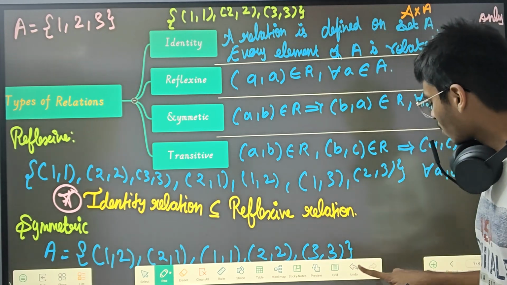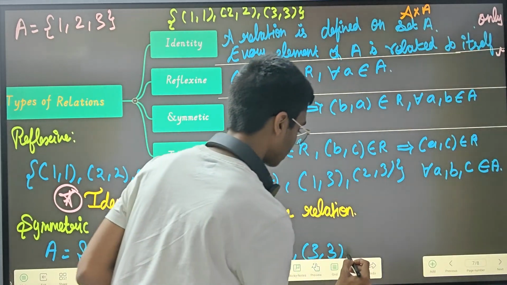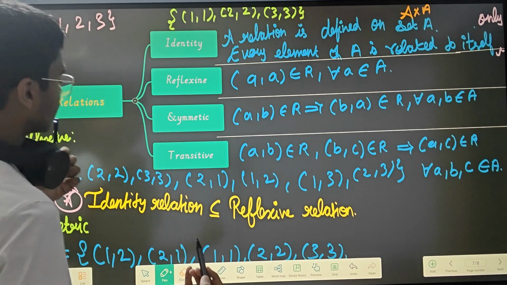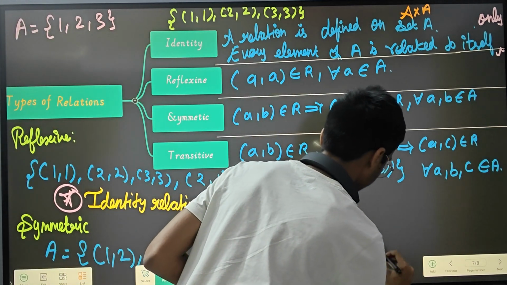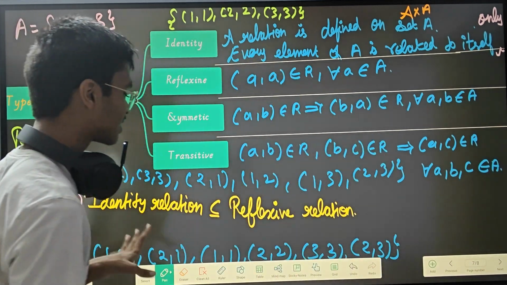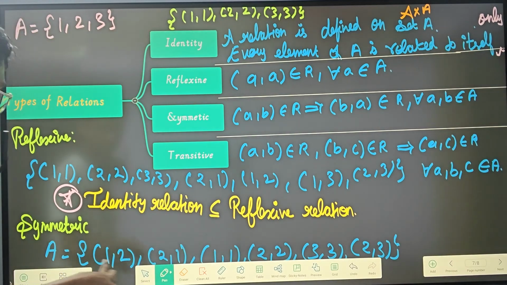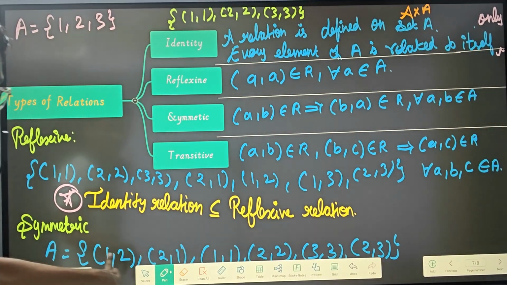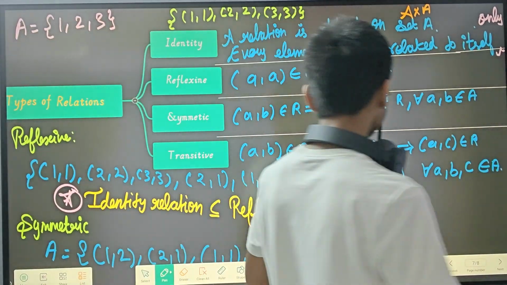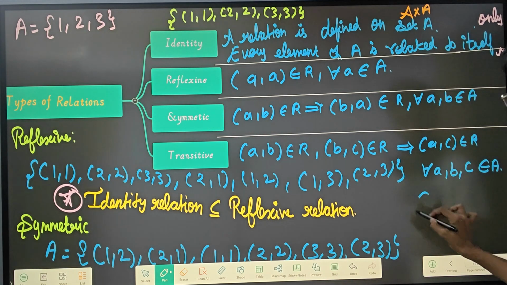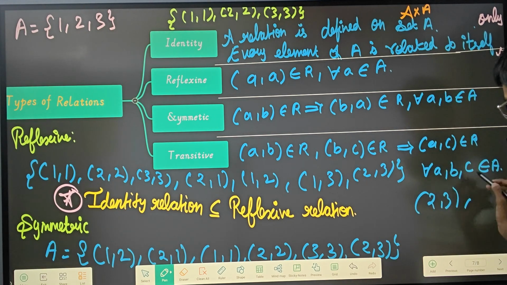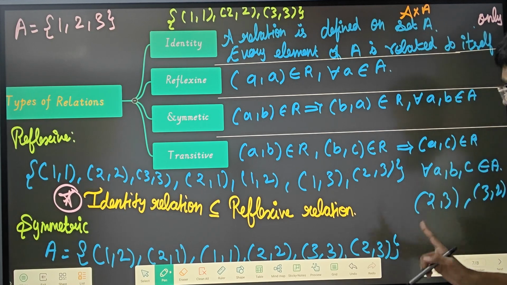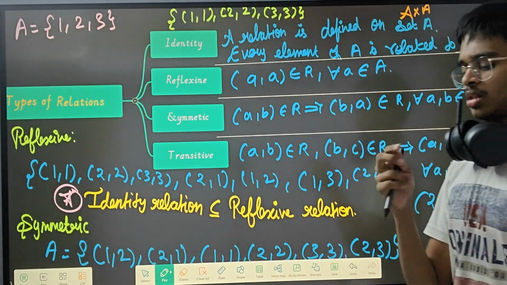Now you answer another question: is this symmetric or not? It is going to be 2 comma 3. Is there 3 comma 2? You have to check, is there 3 comma 2? That means the exact inverse should be there. If 2 comma 3 is there, then 3 comma 2 should also be there in that set. Then only we will say that it is a symmetric relation.